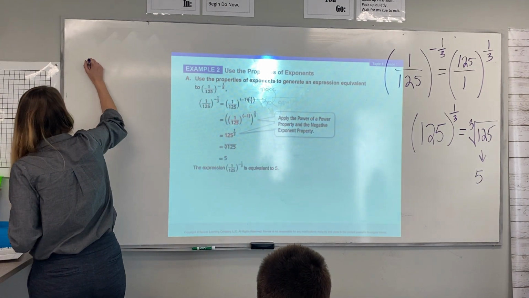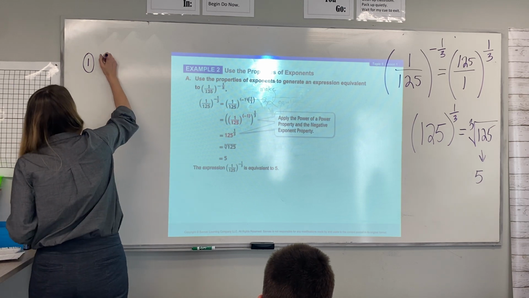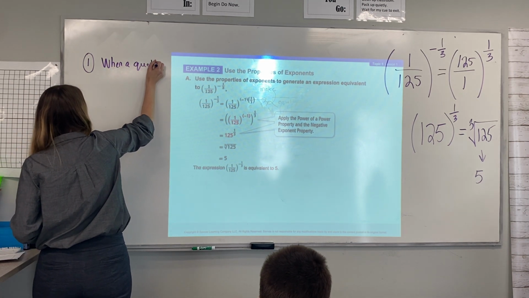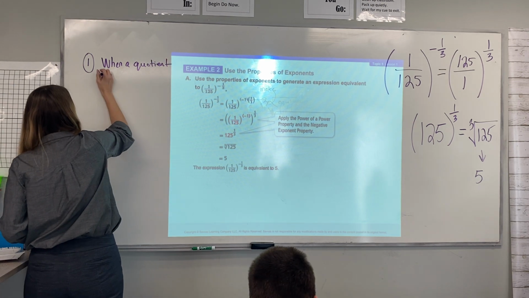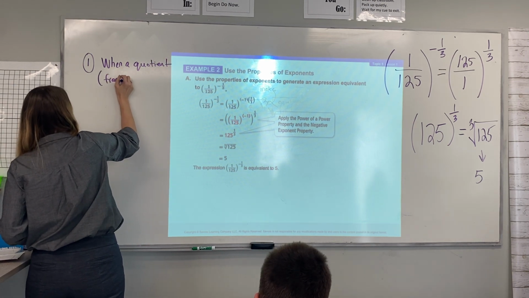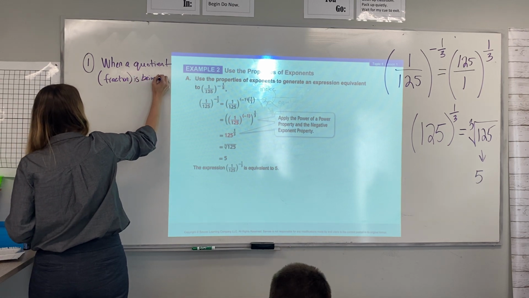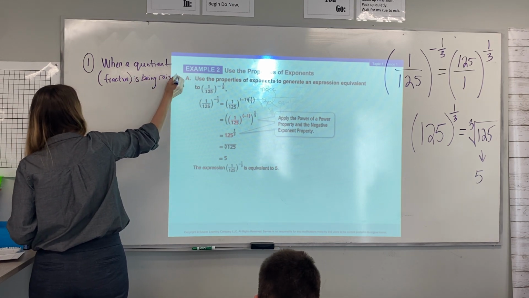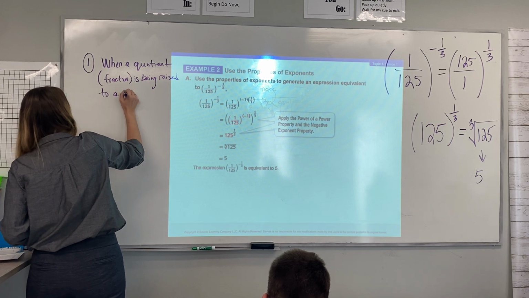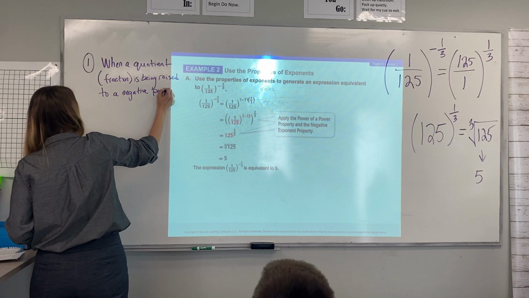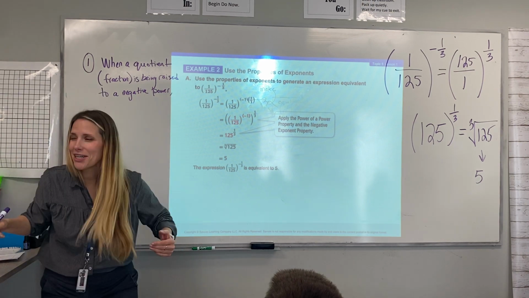Step 1. Hey, throw up the calculator. When a quotient, which basically means a fraction, is being raised to a negative power, what do we do?